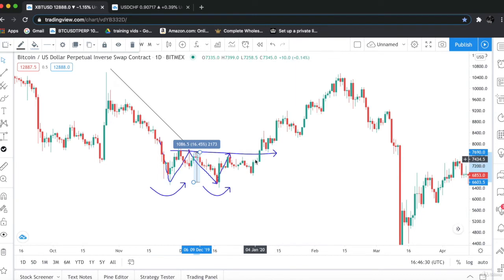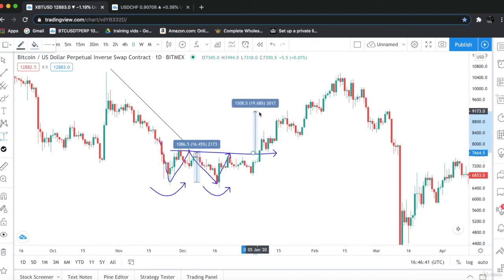The price broke the neckline and rallied towards the upside. As you can see over here, approximately it made 16% profit, and we have booked our take profit on this pattern. So this was how simple the double bottom pattern is. I hope you have completely understood and you have learned the double bottom chart pattern.